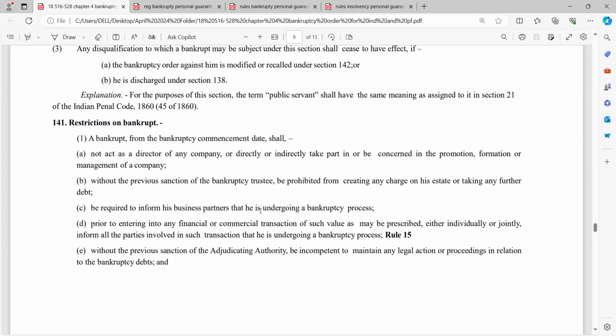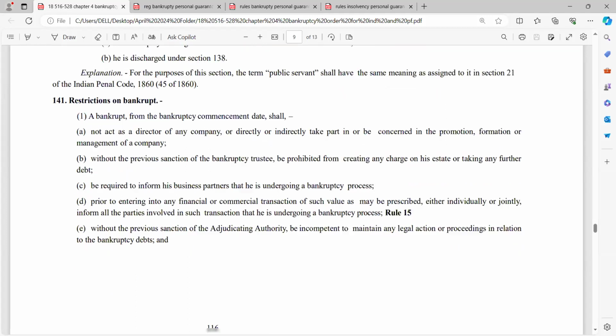He shall be required to inform his business partners that he is undergoing a bankruptcy process prior to entering into any financial or commercial transaction of such value. Okay, that is your transaction of 1 lakh. He shall, without the previous sanction, be incompetent to maintain any legal action or proceeding in relation to the bankruptcy debt. Now what word is written here? Be incompetent to maintain. Maintain means that if he has to maintain any legal action and proceeding, then you have to take the previous sanction of the adjudicating authority.